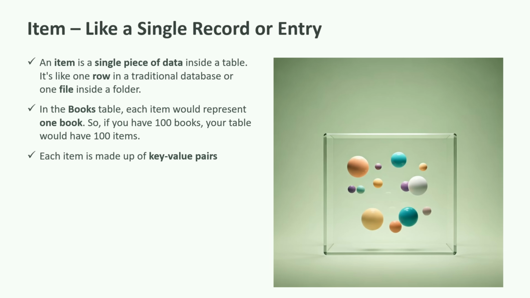What is an item? An item is a single piece of data inside the table. It is like one row in a traditional database or one file inside the folder. In the books table, each item would represent one book. If you have 100 books, your table would have 100 items. Each item is made up of key value pairs.